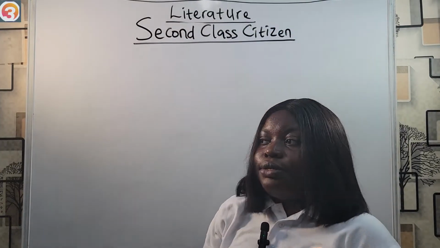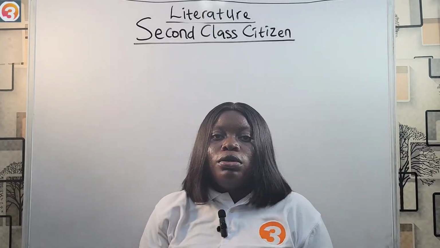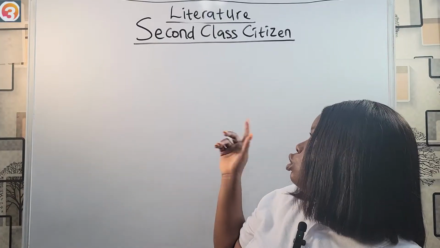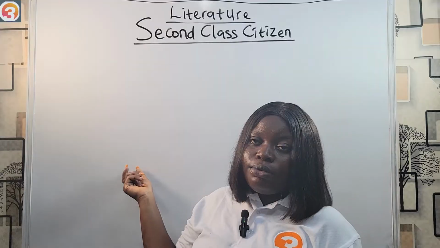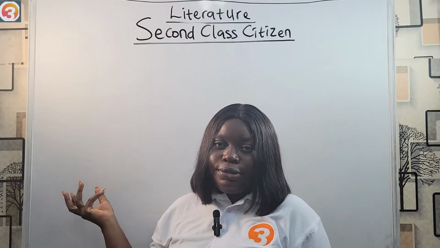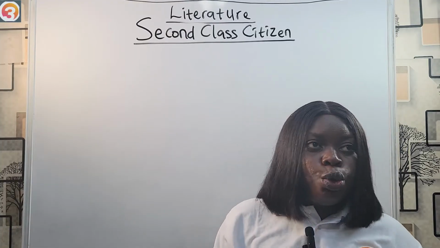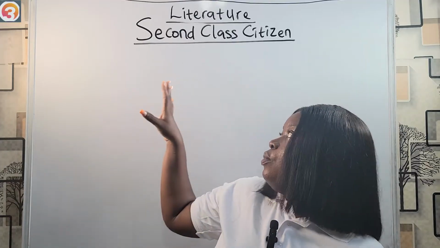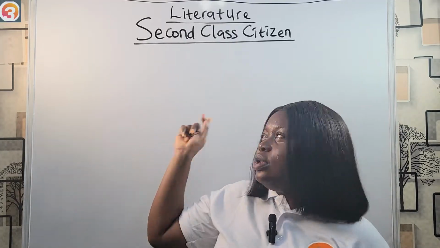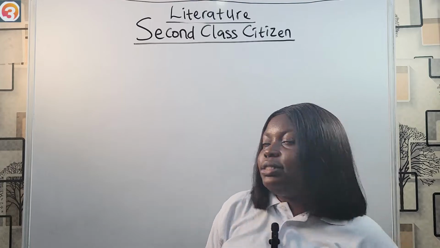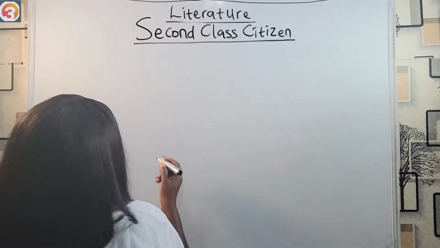Second class citizen is a recommended text for literature in JAMB. So we're going to analyze it or look at what we'll appreciate it. In appreciating literary works, we look at things like the mood, the tone, the plot, the theme, literary techniques used. That's how we appreciate literary texts. So let's start with Second Class Citizen. First off, we look at the author.